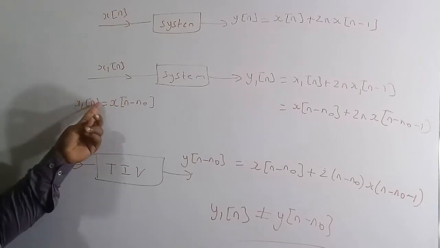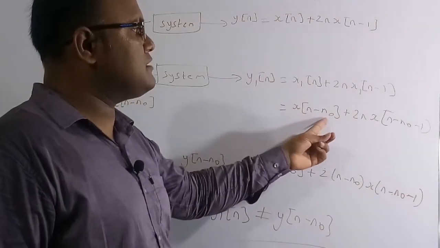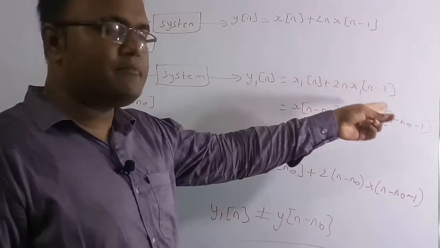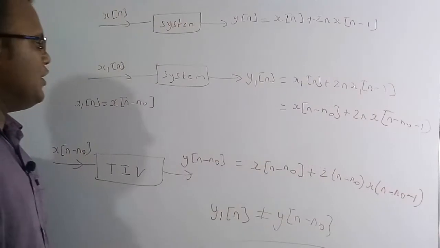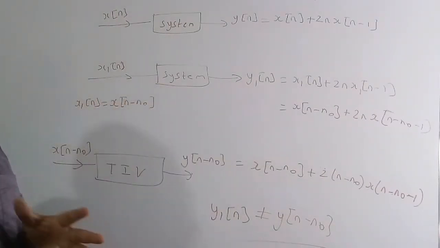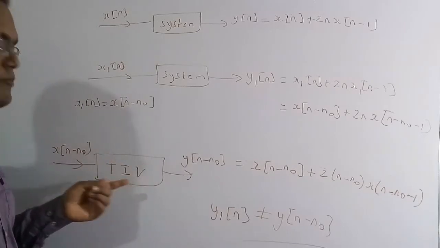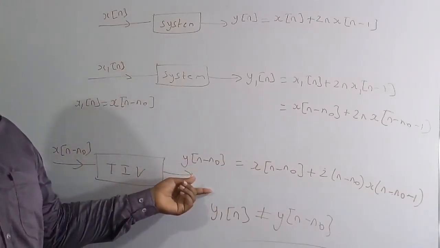So wherever x1 of n is there, we need to substitute this value. Therefore x1 of n means x of n minus n naught, and x1 of n minus 1 means in place of n substitute n minus 1. So for this small delay in the input, this is the output expression we got. But for a time invariant system, whenever there is a small delay in the input, the same amount of delay has to be present in the output.